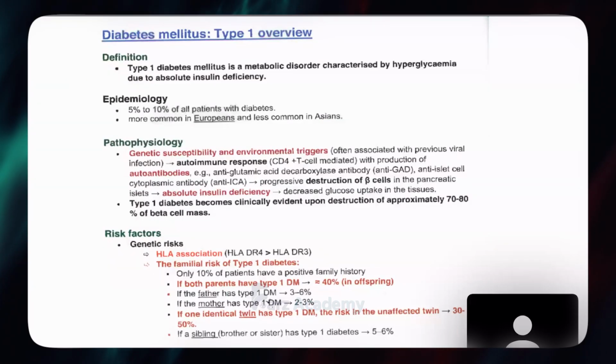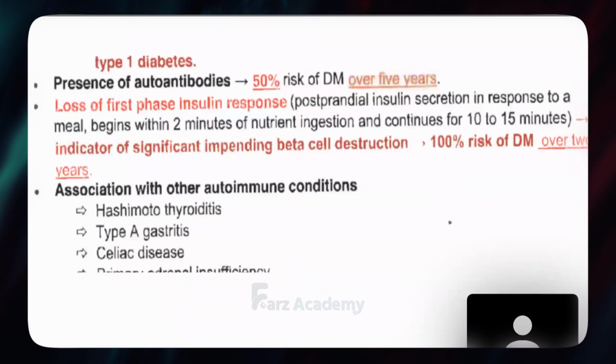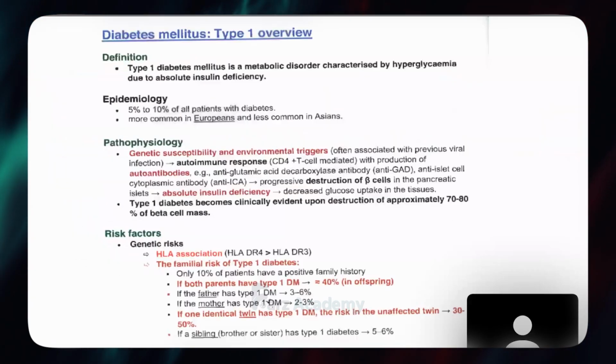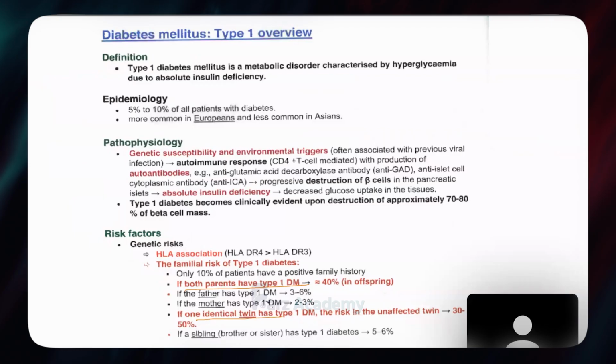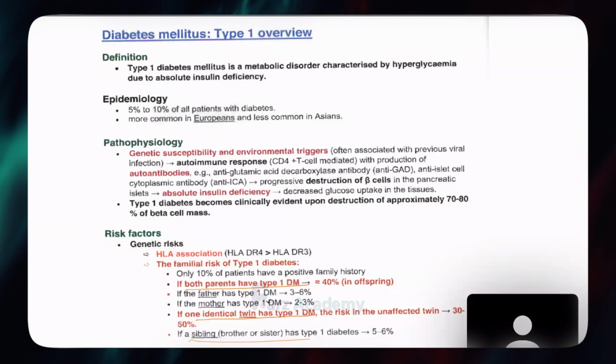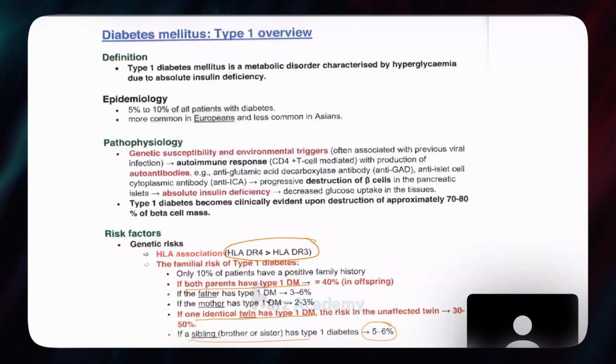So this is diabetes mellitus type 1. We won't go into these things, but we shall see the presence of autoantibodies. There are some autoantibodies which are associated, especially with familial risk: if both the parents have type 1 diabetes mellitus, or if one identical twin has type 1 diabetes mellitus, there is more chance. If a sibling has it, then it is 5 to 6%, which is not that high. And HLA-DR4 is maximally associated with type 1 diabetes, more than DR3. So DR4, DR3 both are associated, DR4 more than DR3.